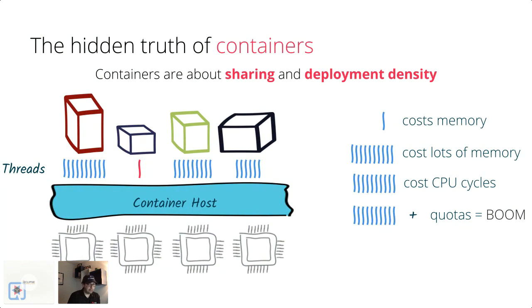A hidden cost of threads is CPU cycles, because the more threads you have, the more time you are going to spend switching between threads. Even if it has been really optimized over the past years, it's still not zero, and the more threads you have, the more CPU cycles you are going to waste. You can say, yeah, but no problem, we can use quotas. Okay. The tricky thing with containers and quotas is that as soon as they reach the limit, they just get killed by the container host. That's the poor life of containers.